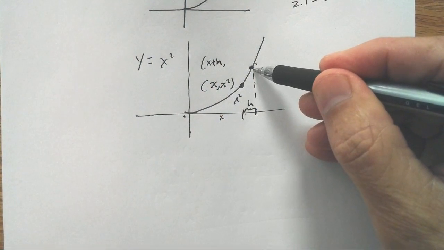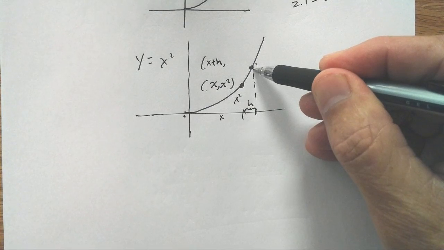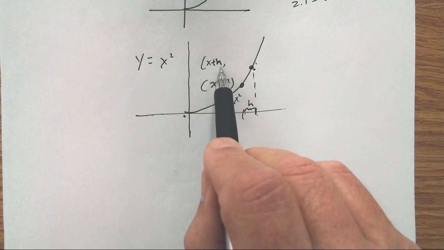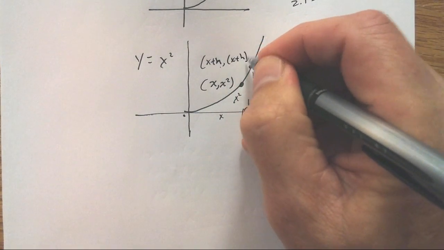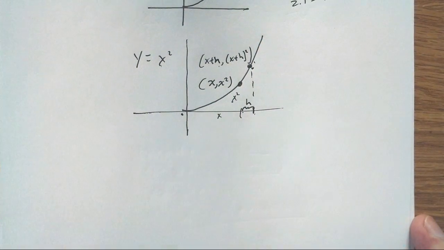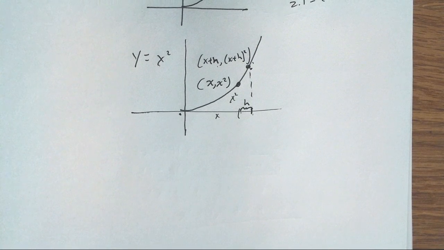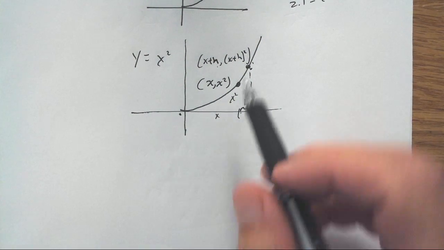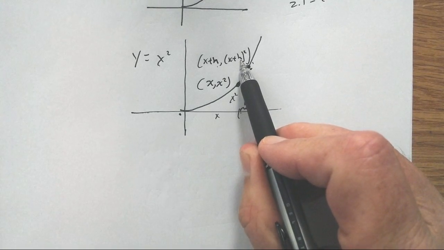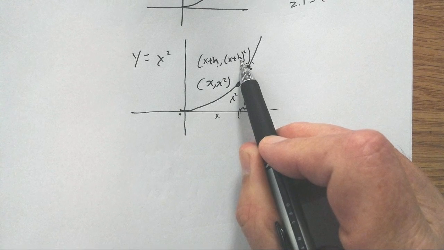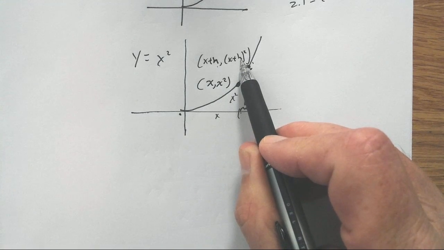How high is it there? Well, I have to put x plus h into this function. It's x plus h squared high. Is that okay? Now, ideally, I want h to be really, really tiny. And in a perfect world, h would just be 0.